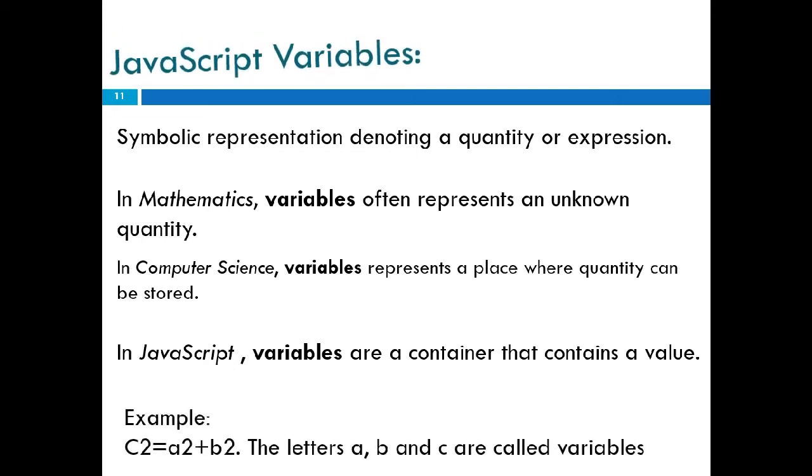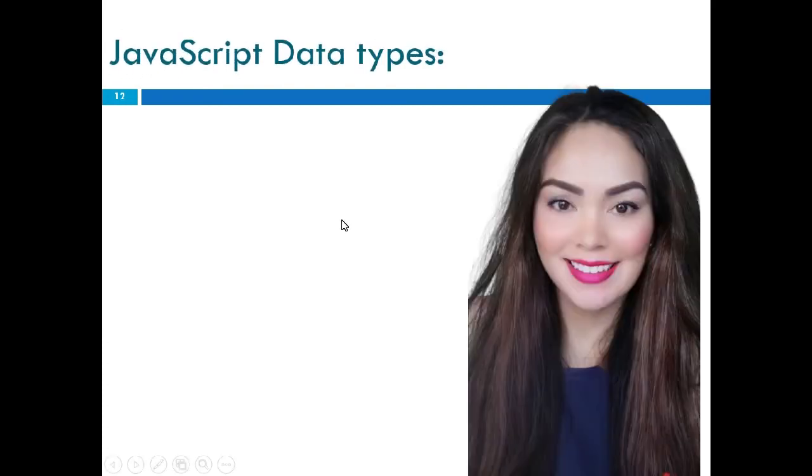We have here an example. C2 equals A2 plus B2. The letters here, A, B, and C, are called variables. We have here JavaScript data types. As mentioned earlier, JavaScript variables can contain values that can change as required. There are no types attached to a variable in JavaScript. This means one need not declare the type of data a variable is supposed to contain.